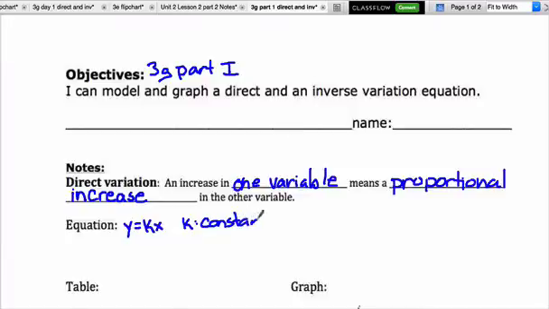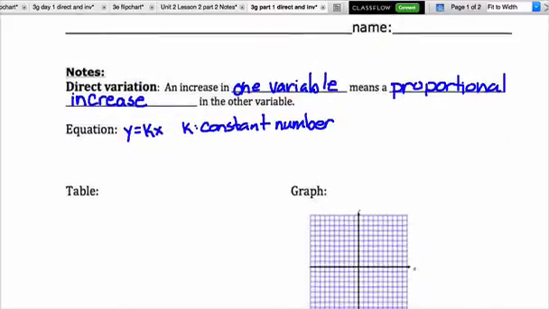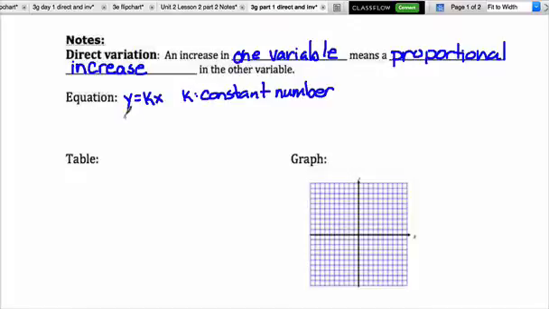Constant number, as opposed to the x and y, which are numbers that are changing. If you put in a certain x, a certain y will come out. Okay, let's go ahead and make a table and a graph. So we're going to actually have to come up with an equation where k is a number. So I'm going to give you the equation y equals 2x. And then we're going to create this table.